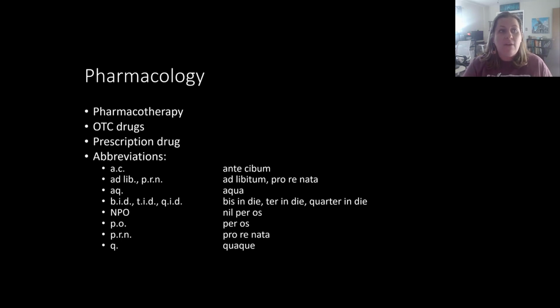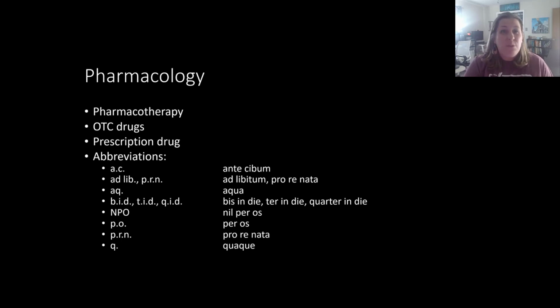Now, when we talk about pharmacology, there are a lot of abbreviations that come into play. So AC here is ante cibum, which just means before meals. And so you're going to notice that you have the ad lib or PRN. Those are going to be freely, as needed. So when you need them, or as the occasion arises.